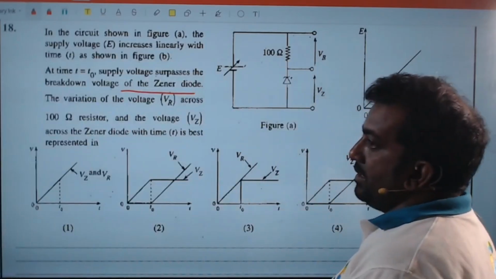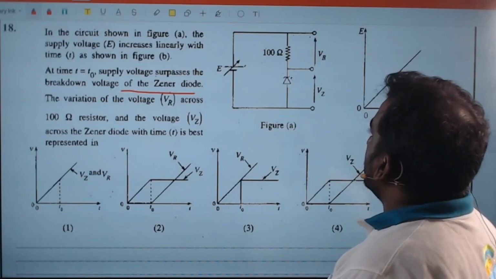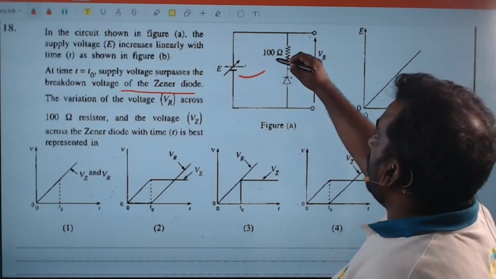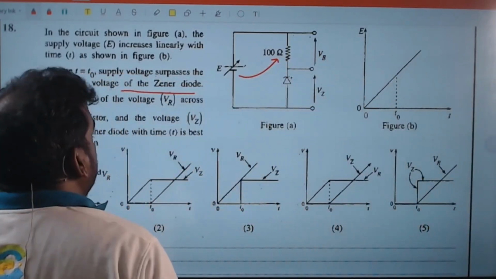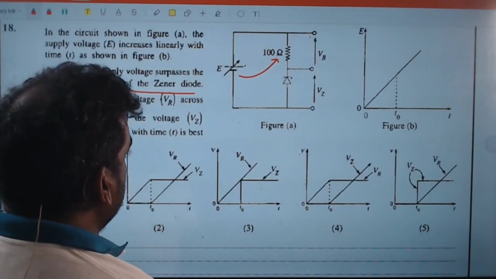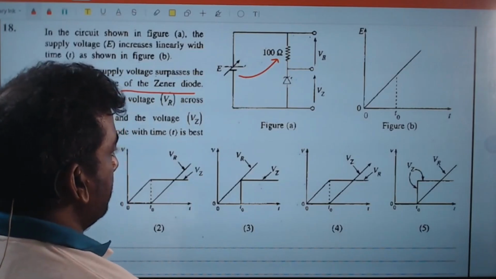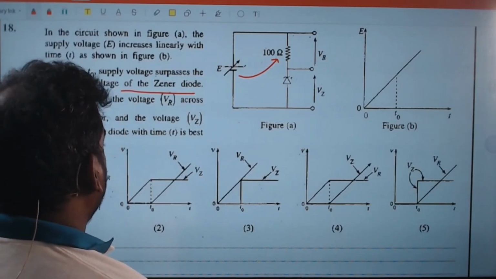Initially, if it's lesser, breakdown has not taken place, all the voltage will be across that. So voltage across the resistor will increase.